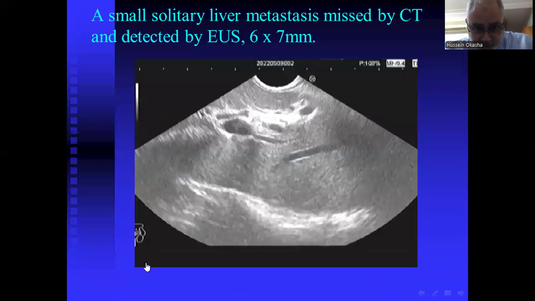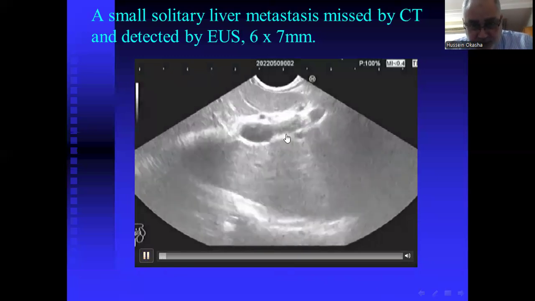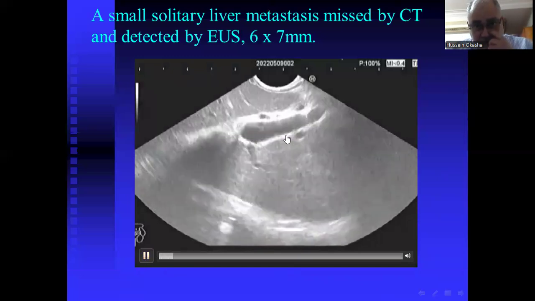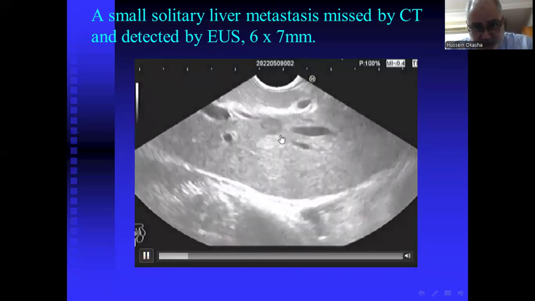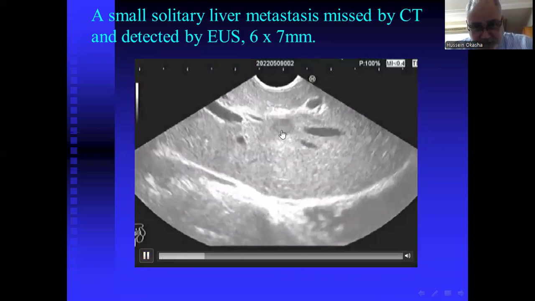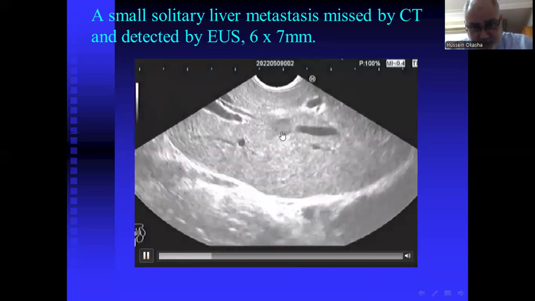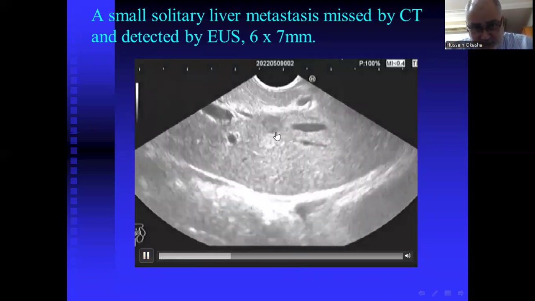This is one of our patients with pancreatic body adenocarcinoma. CT was free, liver was free, and during endoscopic ultrasound examination, we can find this very small lesion. It was about 4 millimeters by 4 millimeters in segment 4B of the liver.